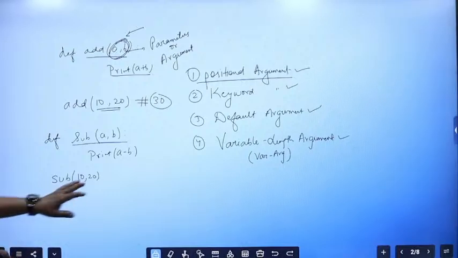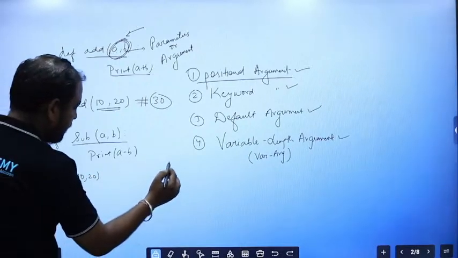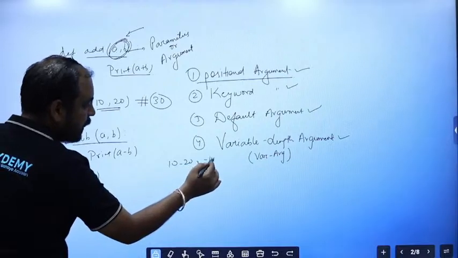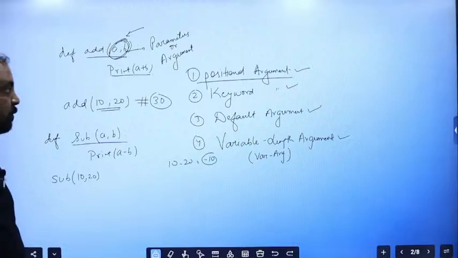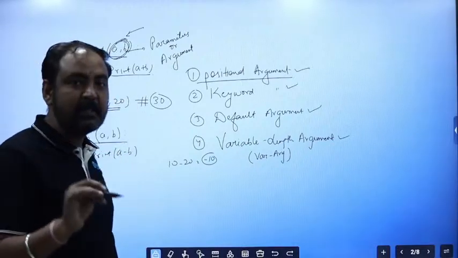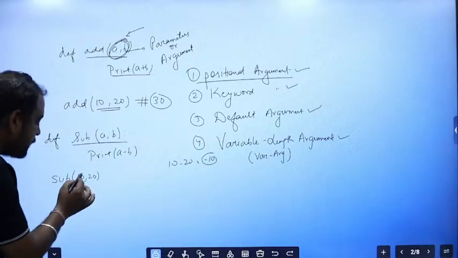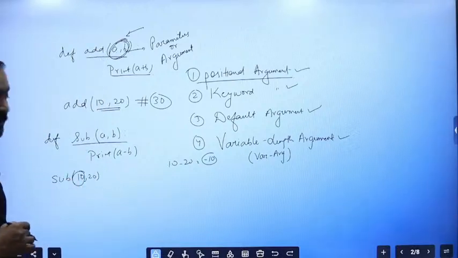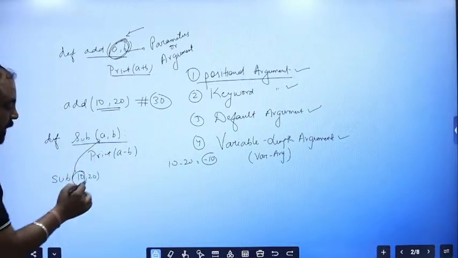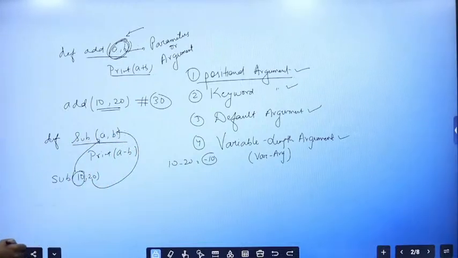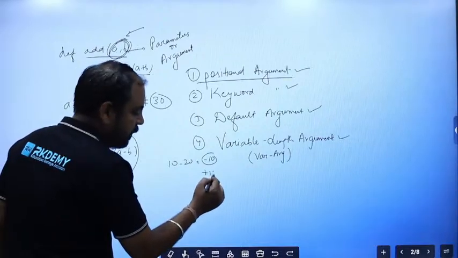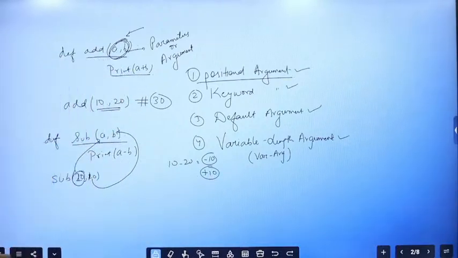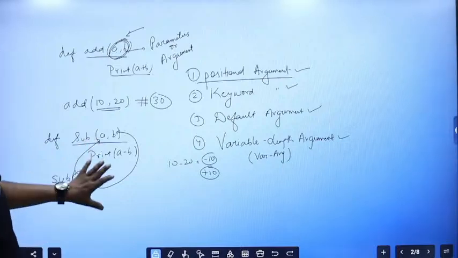So what output am I going to get? Output is 10 minus 20, that means output should be minus 10. So what is the value of this a? Position matters. Remember, here position matters in the positional argument. That means the first value you are passing is represented by this a, and the second is represented by this b. If I change the values, suppose I provide 20 over here and 10 over here, the output changes to plus 10. So position matters over here. This is known as positional argument.